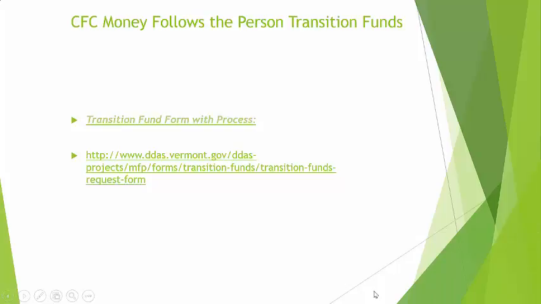Individuals enrolled in Choices for Care who are also enrolled in Money Follows the Person may use up to $2,500 to transition from a nursing facility or a hospital back out into the community if they've been deemed eligible by Money Follows the Person.